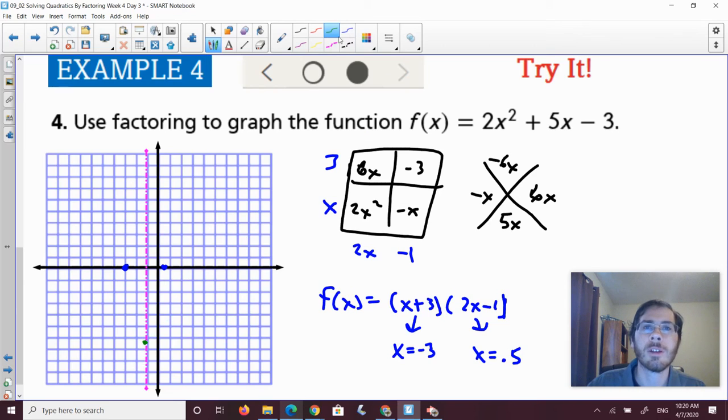So when we draw a parabola, the more helpful point on this one is actually going to be the negative 3, since we know that's where the y-intercept is. 1, 2, 3. So we know we want our parabola to kind of go through all these points.